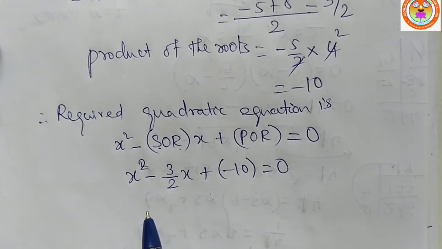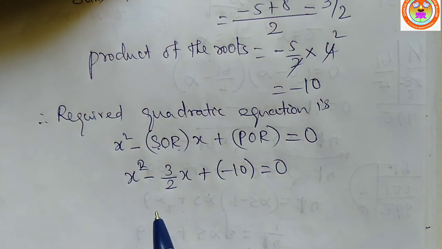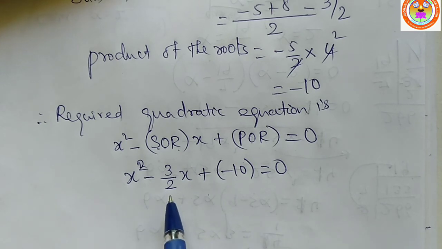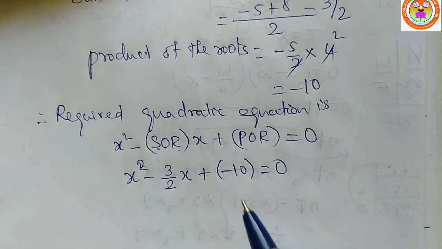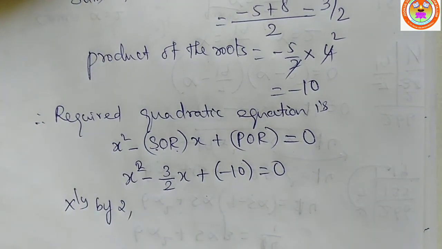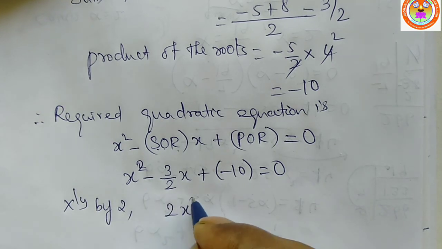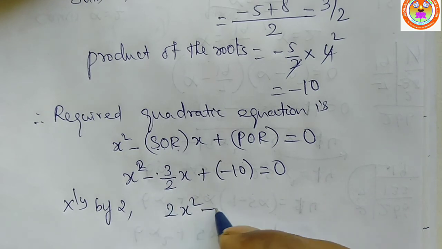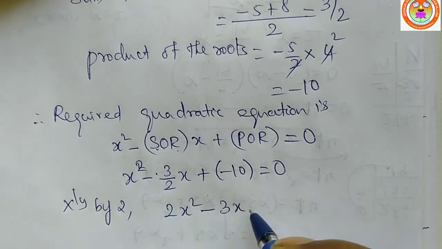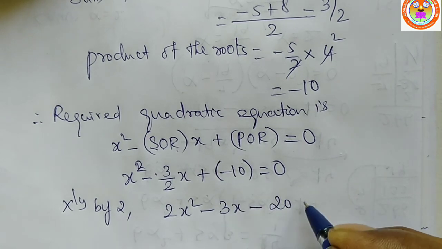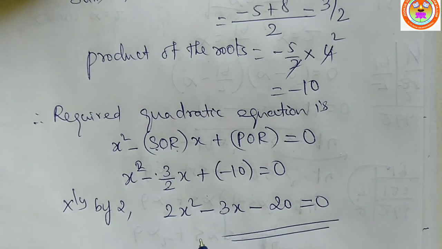Here one term contains a fraction, right? So if we multiply each term by 2, we can reduce this fraction to a whole number. So just multiply each term by 2. We will get 2x square. When we multiply 1 by 2 here, this 2 and this 2 get cancelled. So minus 3x. Plus into minus is minus. When we multiply 2 here, 2 times 10, that is 20, which is equal to 0. This is our required quadratic equation: 2x^2 - 3x - 20 = 0.